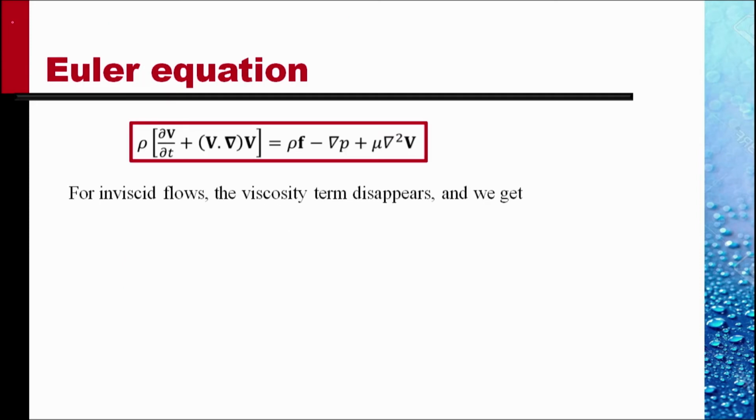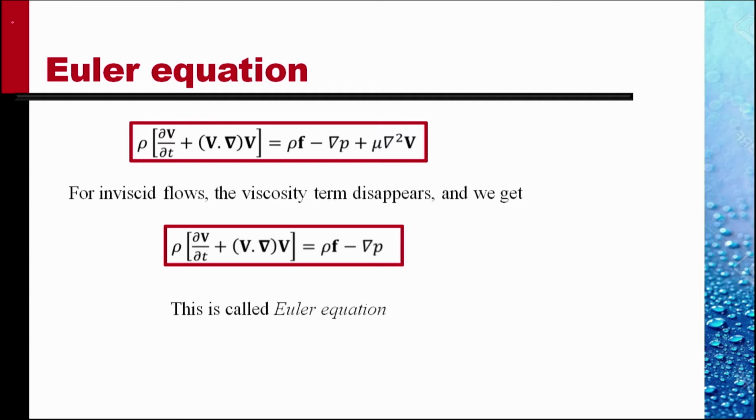For inviscid flow, the viscosity term disappears, and after dropping the last term because of viscous forces, we get rho times del v by del t plus v dot del of v equal to rho f minus del p. This is called the Euler equation and is applicable only when the flow can be considered as non-viscous.